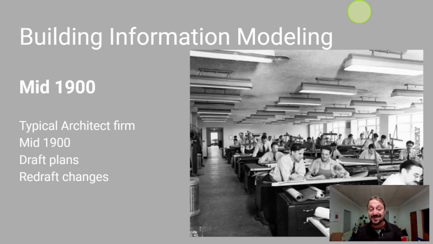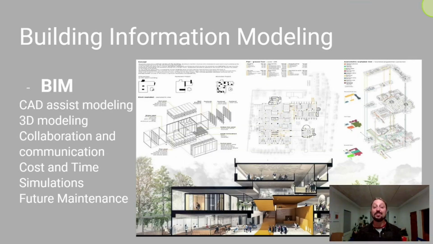In the mid-1900s, a typical architect firm would have looked like this, where drafting would have taken place, and redrafting had to take place as well after the engineer or relevant contractors would have looked at it, made changes, and went back to the drawing board. The building information modeling system has changed the way that we do designs and building today.